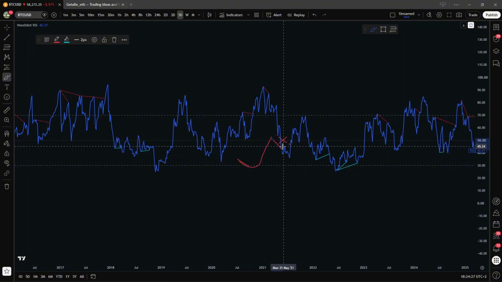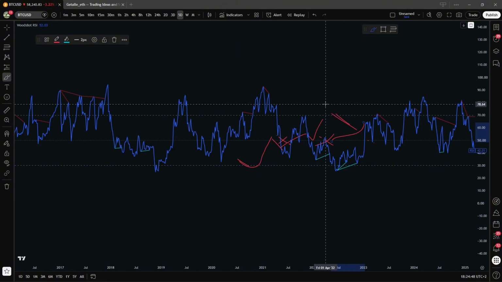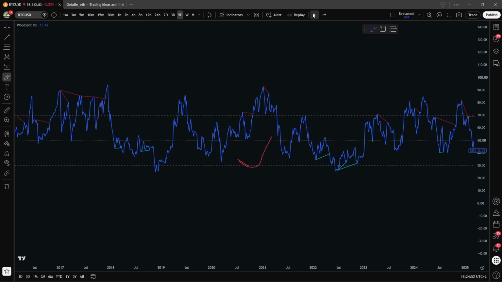But if price action accepts above this 50 area, for me, this means the coin is gaining strength and momentum again. So if the RSI is accepting above the 50 area, this basically means it's getting into this bullish control zone again. This is where momentum becomes bullish again. But as long as the momentum stays under the 50 area, the momentum is bearish.